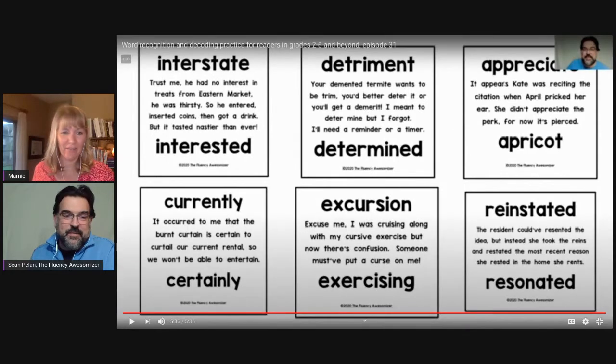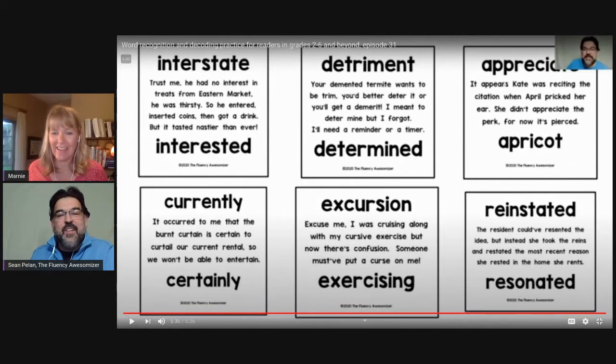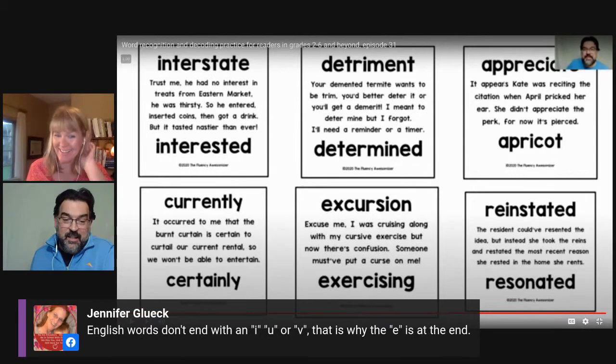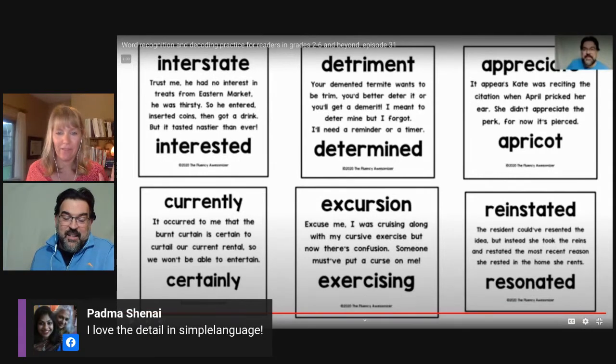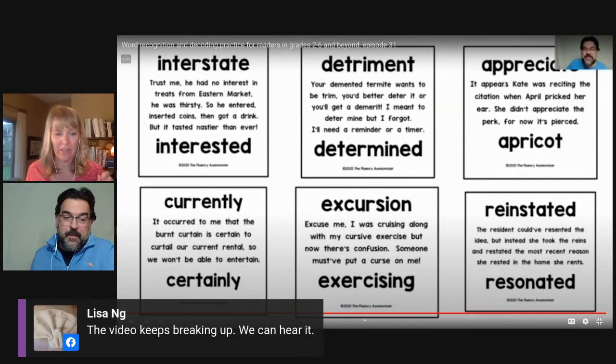I love it. That was fabulous. Just so good. People were really excited about that. Masha said she wants to be a kid again. And Padma, she's coming to us from India, Sean. That'd be cool for you. She says, I love the detail in simple language. We got a little history lesson there too. I'm sorry, Lisa, that the video was breaking up for you, and hopefully it didn't break up for everyone, but this replay will be available on our Reading Simplified page.